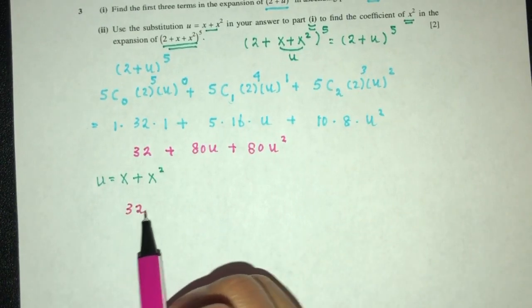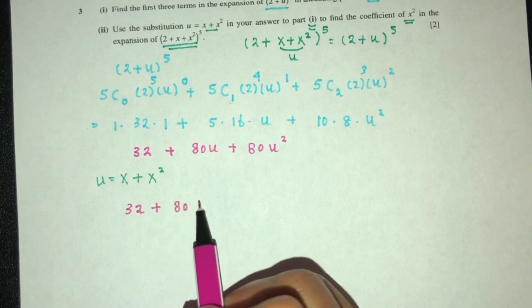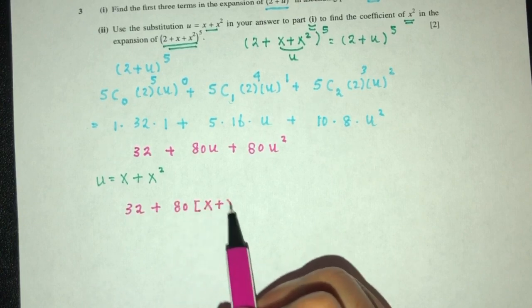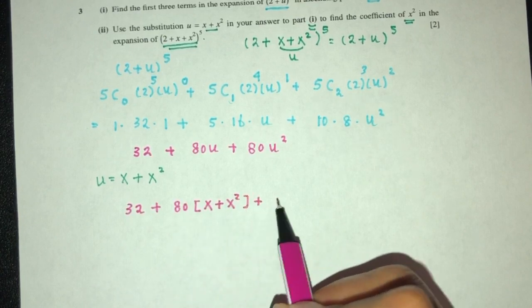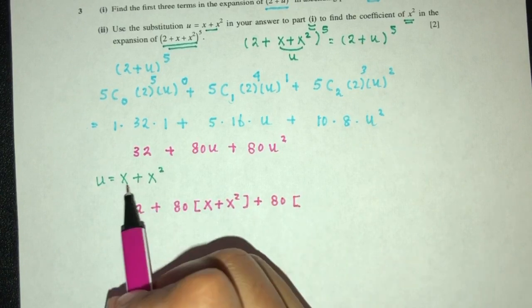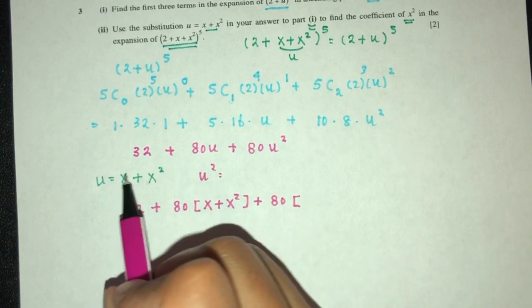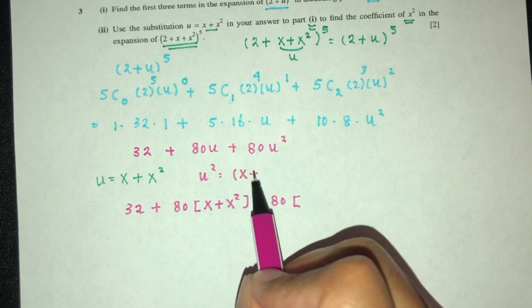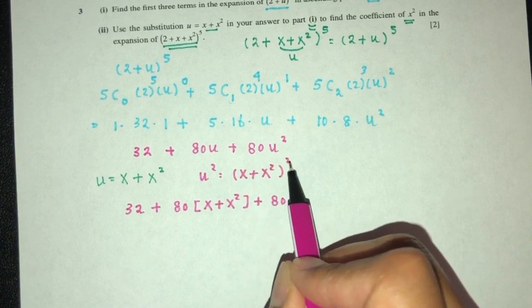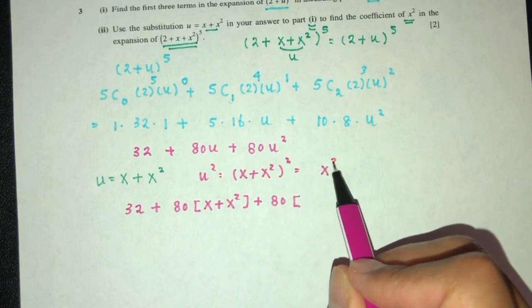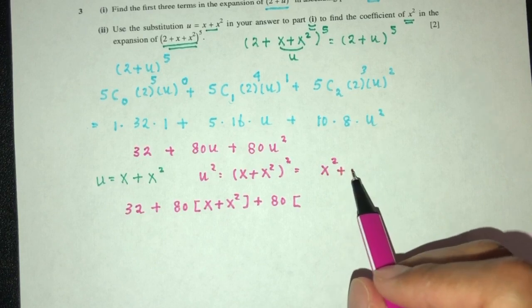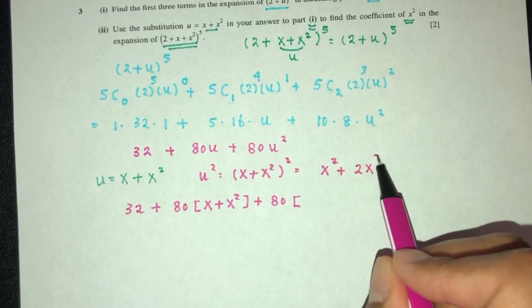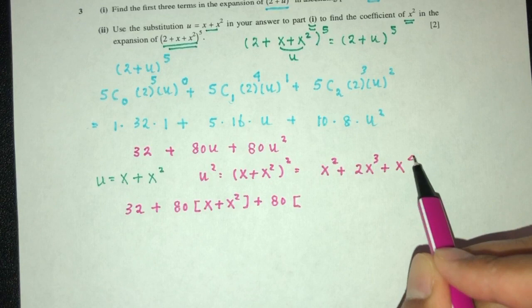32 is a constant, we don't care, that should be 80 times u, that should be x plus x squared, plus 80 u squared. That should be what? That should be x plus x squared, squared. Simplify, that will give you x squared plus 2x cubed plus x power 4.